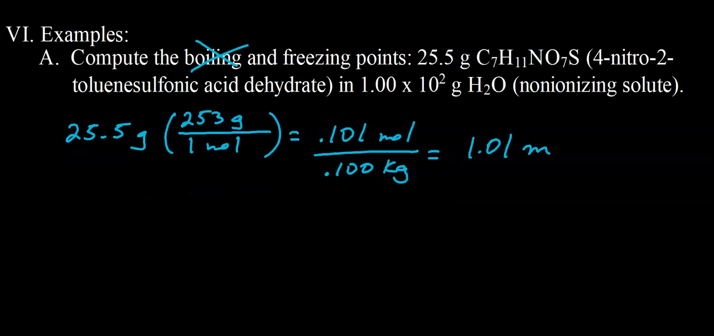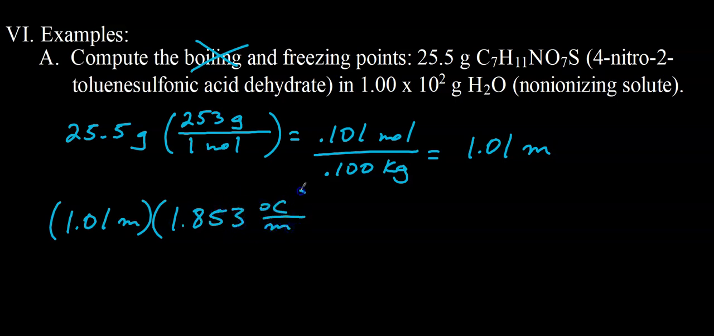Take a look at the example. Last time we did boiling point. This time let's calculate the freezing point of this solution. So I already have the molality there. So let's plug that in, 1.01 molal. This time we're going to use the freezing constant for water. And if you look back at the table, the value for the freezing constant of water is 1.853 degrees Celsius per molal. Let's punch this up separately, and then I'll show you what to do with that.